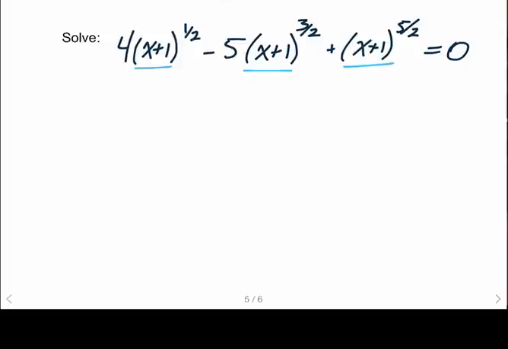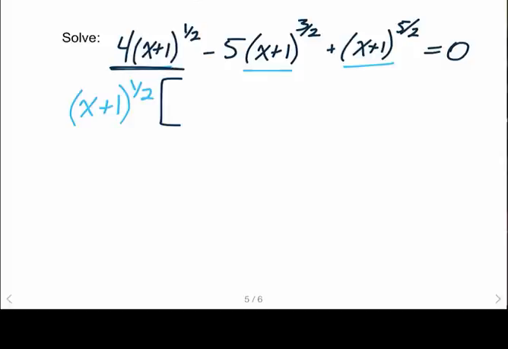You may recall from factoring things that when you do so, you end up factoring out the common factor with the smallest exponent that appears. In this case, the smallest exponent that appears is 1/2. So I'm going to factor out x plus 1 to the 1/2, and then I'm going to use a square bracket for what's left.